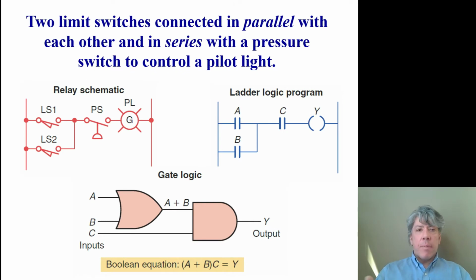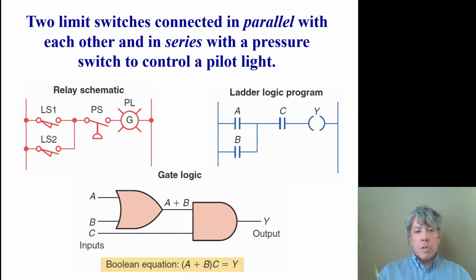Now we can wire these up any way we like. We can have series and parallel logic functions. So you notice we've got limit switch 1, limit switch 2. If either one of those is on and the pressure switch is on, then the lamp comes on in our relay schematic. We can do that in a ladder logic program. A just has to be connected or reference limit switch 1, B has to be connected to limit switch 2, and C would be connected to the pressure switch, so that the output Y is on only if A or B and C is true.